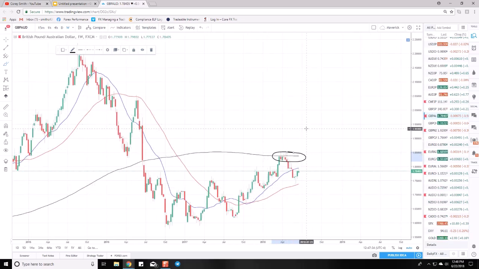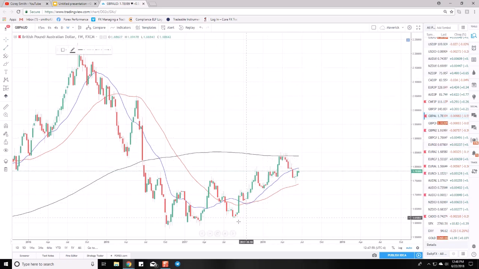So we are under the 200 day, but the 20 is above the 50, and the 20 and the 50 are both sloping upwards, right? So the shorter time frame period moving averages show us an uptrend. Structure showing us an uptrend.